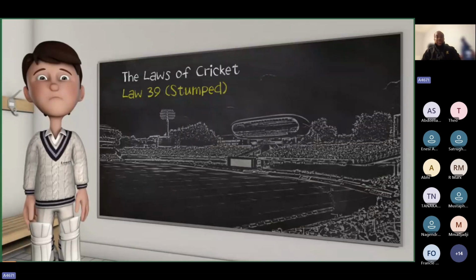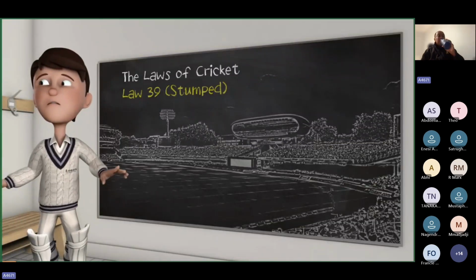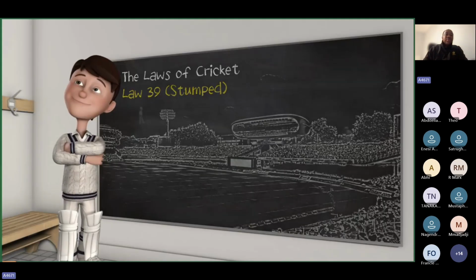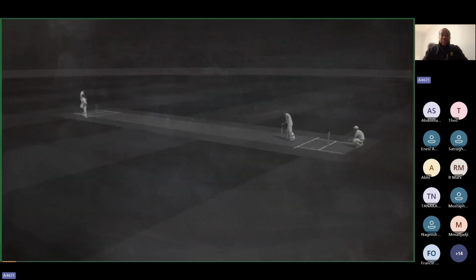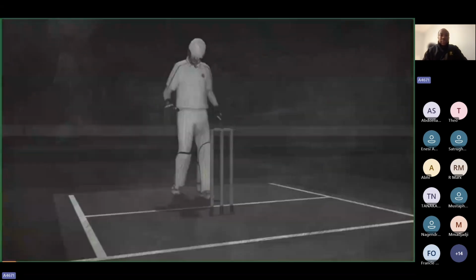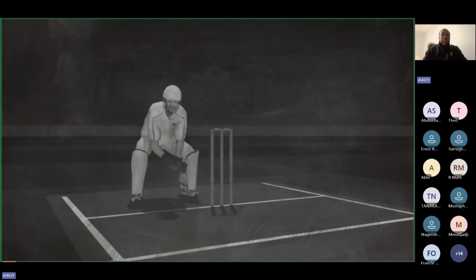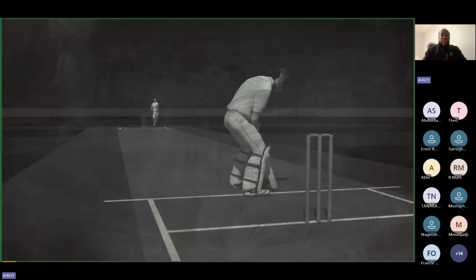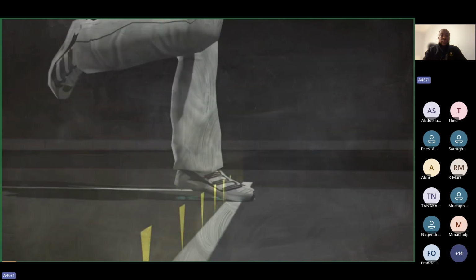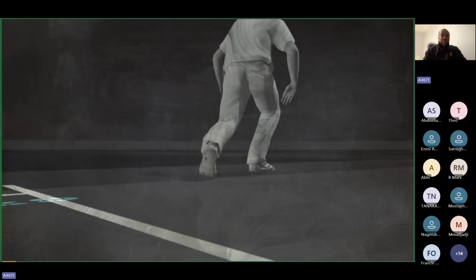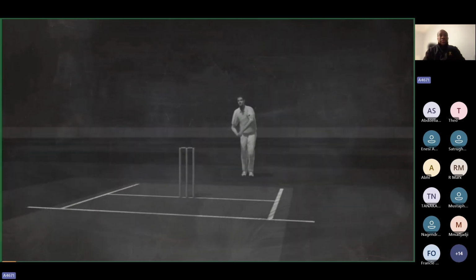Stumped. All batsmen fear being stumped, and all wicket-keepers dream of stumping batsmen. So let's be clear about the law. The only player who can stump a batsman is this fellow, the wicket-keeper. A stumping can take place provided that the ball is not a no ball. You can be stumped off a wide, however.